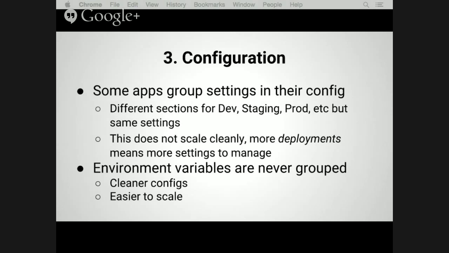Another thing, some applications will group configuration together, so they'll have different groups for development, for staging, for prod, and all of the developers. Something like Rails is notorious for this. This does not scale cleanly, and it becomes a pain to manage when you have a lot of these groups in your configuration. By using environmental variables, you eliminate that, because instead of having different groups, they all just read from those same variables.